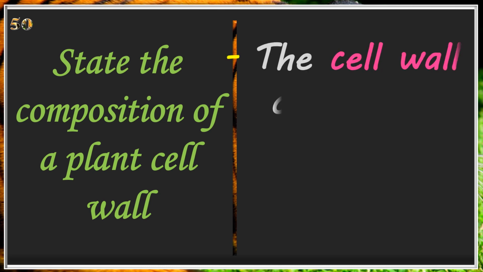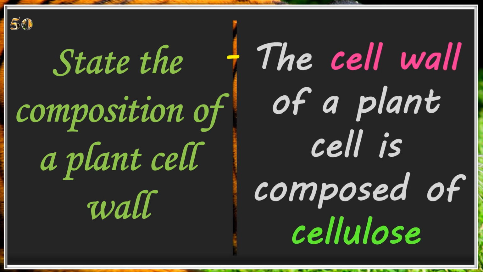State the composition of a plant cell wall. The cell wall of a plant is composed of cellulose.